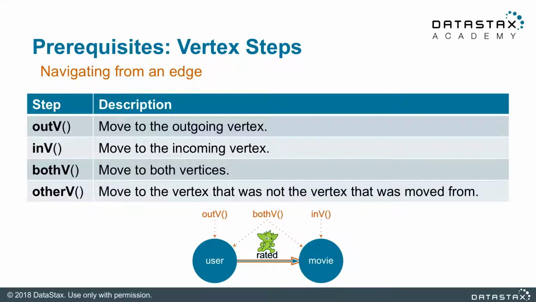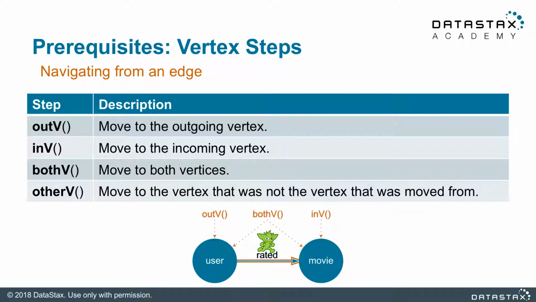If our traverser is on the edge, we have a different set of steps that we can use. The outV step is going to move the traverser in the opposite direction of the edge, towards the outgoing vertex. In this case, this is a user vertex. inV will move the traverser to the incoming movie vertex. And bothV will go to both endpoints of the edge.